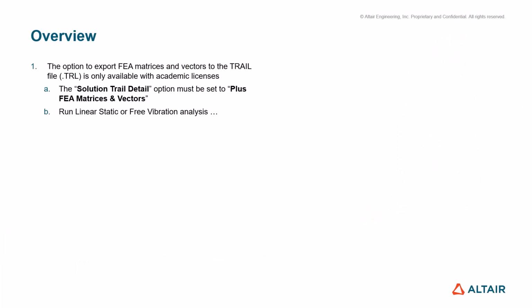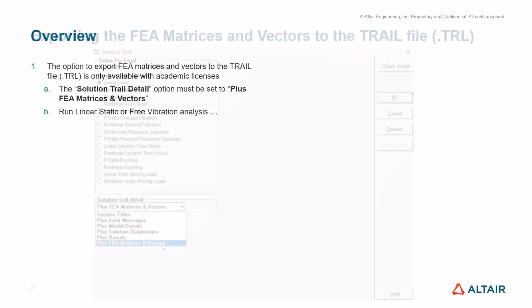The option to export finite element analysis matrices and vectors to the trail file is only available with academic licenses. So if you're not a student or a professor, then you probably do not have this capability with your commercial license of S-frame. The export of the finite element matrices is done through the trail file, and we will see in a few minutes the option that you need to select. And it's done while the solver is running an analysis.